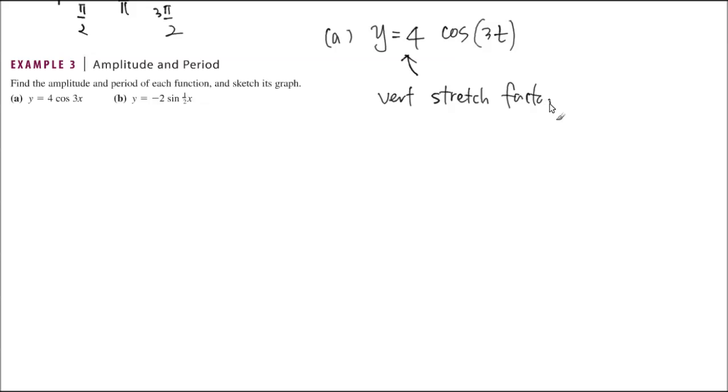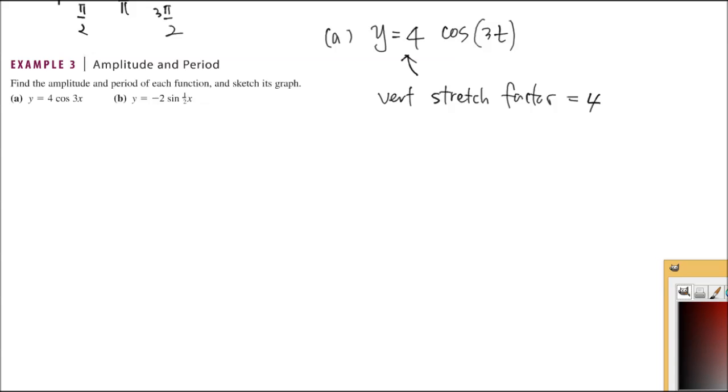What is it? 4. Next one is strange. Horizontal stretch factor, this 3. By looking at the 3 multiplied in front of t, it becomes the horizontal stretch factor. Horizontal stretch factor. So I'm going to put "stretch" in quotes. And what is that factor?